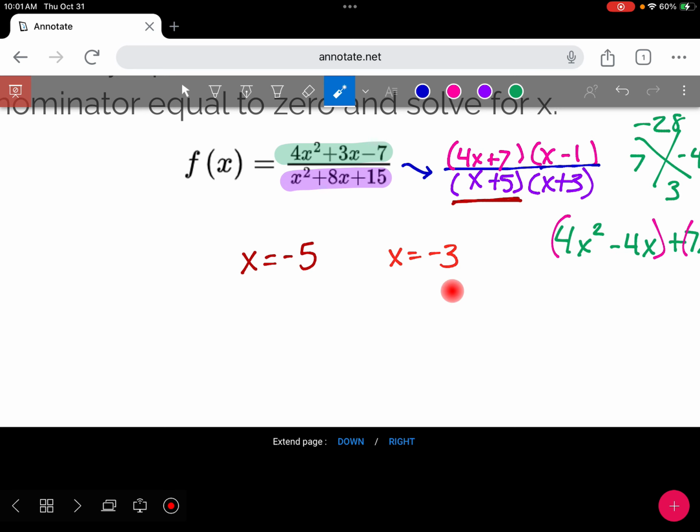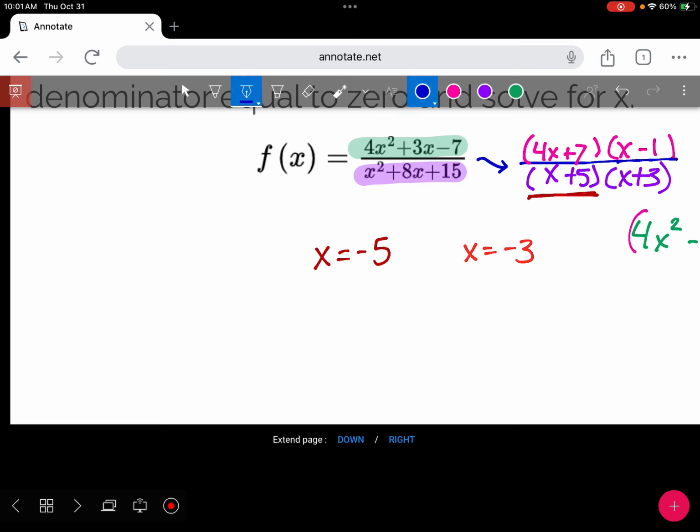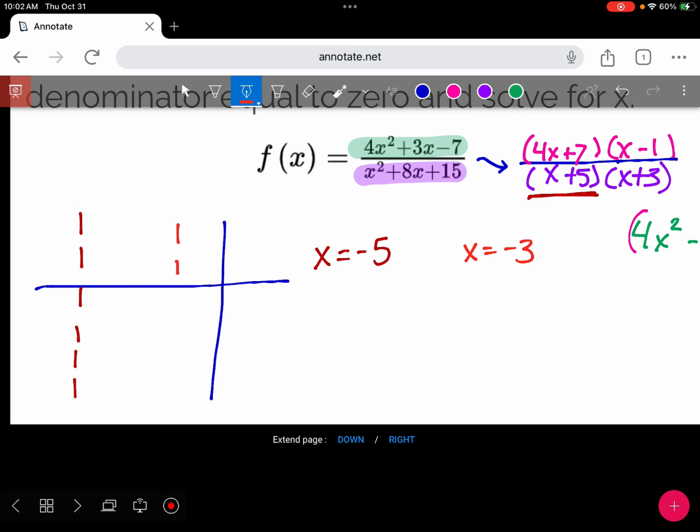These are our asymptotes, and these are our vertical asymptotes. When we are graphing these, just as a reminder, asymptotes are those dashed lines. So our negative 5 will be like this, and our negative 3 will be like this. This one is going to have 2 vertical asymptotes, and we will practice what those look like.